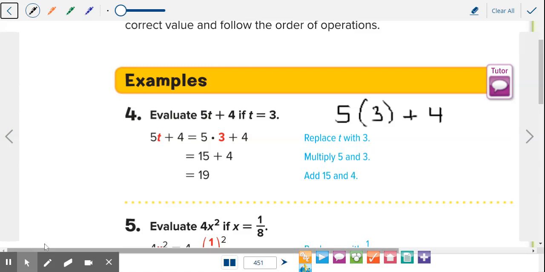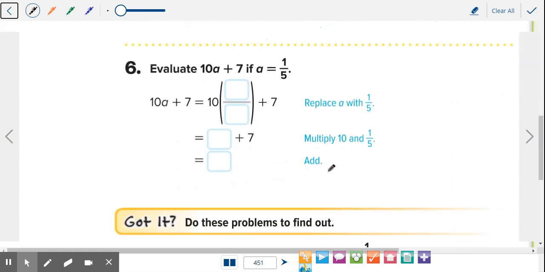Multiplication. Okay, so we do 5 times 3, 15. Plus 4. Now we just finish it out. What's 15 plus 4? 19. Okay? So that's all you got to do with that one. I'm going to skip number 5 now and go down to number 6. We'll come back to number 5.